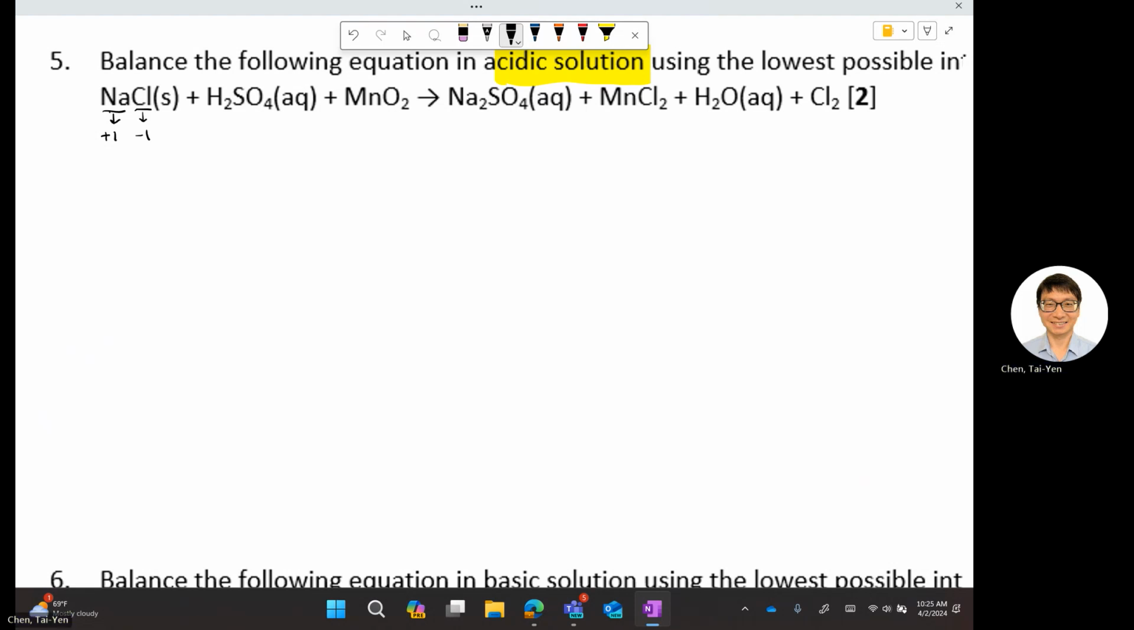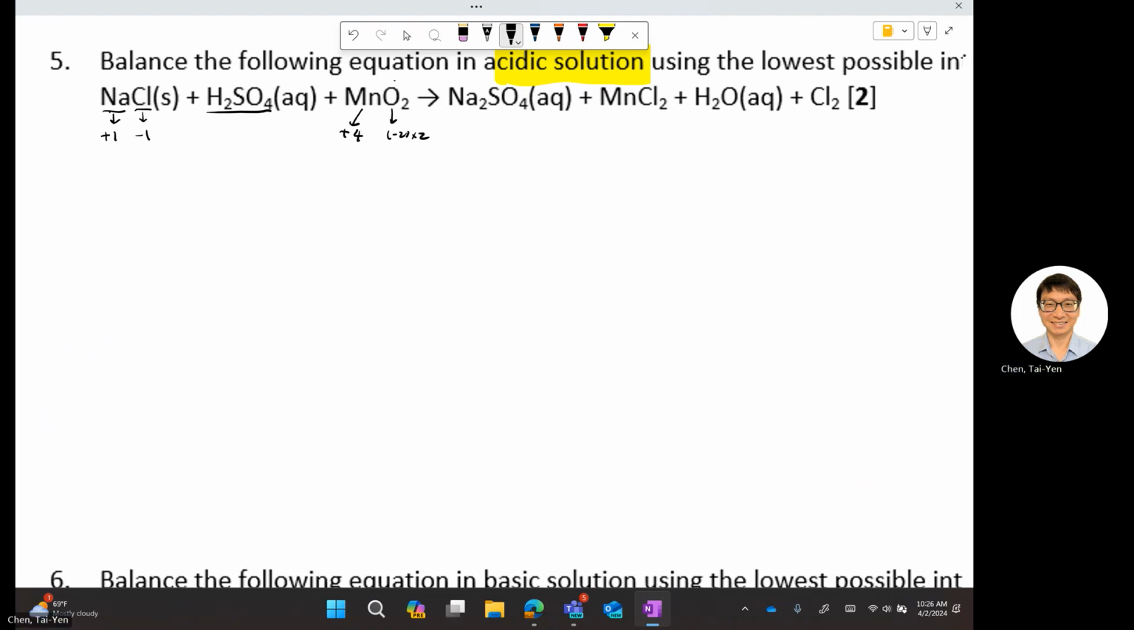Here, remember in the beginning I said SO4 2 minus is a complex anion, so you can treat it as just a fixed species. You don't need to worry too much about its oxidation number, so we can skip it for now. Then look at the MnO2. It's overall neutral. Oxygen is -2, you have 2 of them, therefore your Mn will be +4.